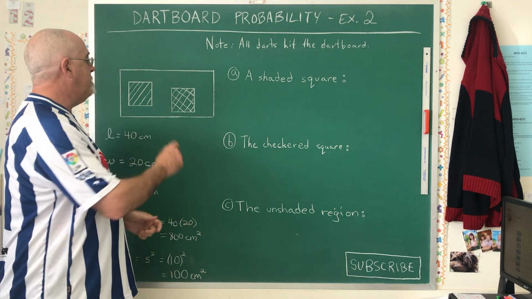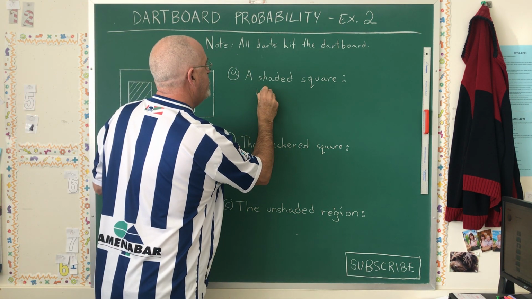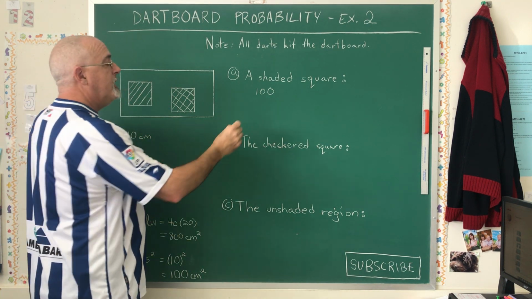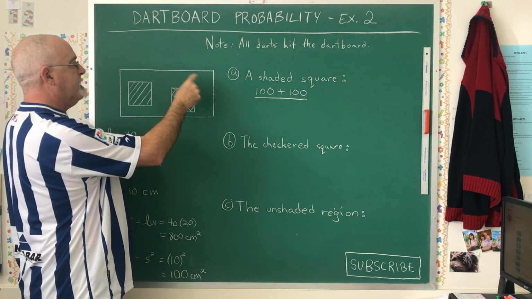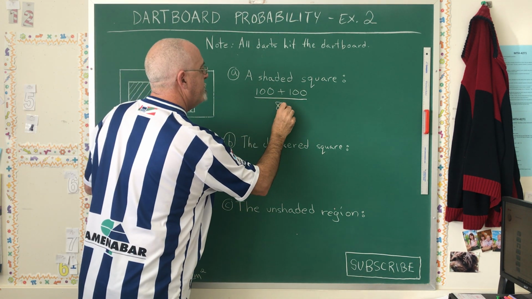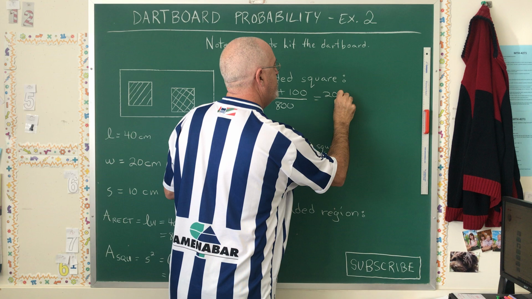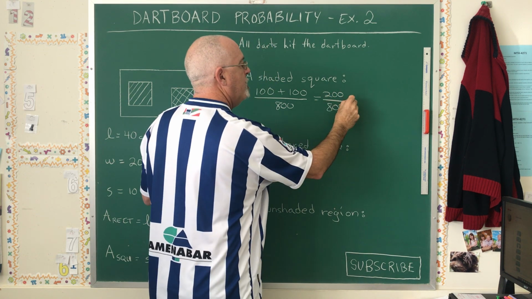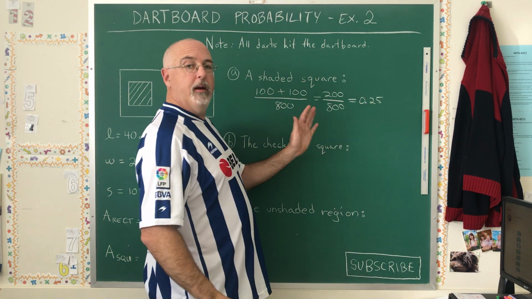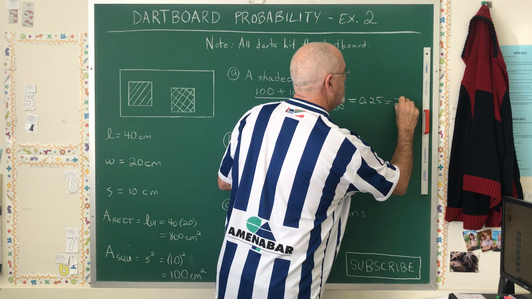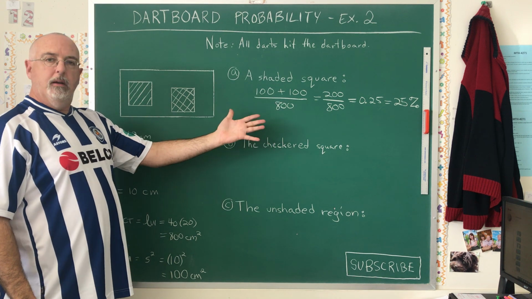A shaded square, though, could mean either of them. So favorable over total is going to be the area 100, the area of one of the squares, plus the area of the other square, over the total, which is the area of the rectangle, that's the 800. So we have 100 plus 100, we have 200 over 800. When we divide, we will get 0.25. And then when we multiply that by 100, we get 25%. It's a very straightforward calculation.